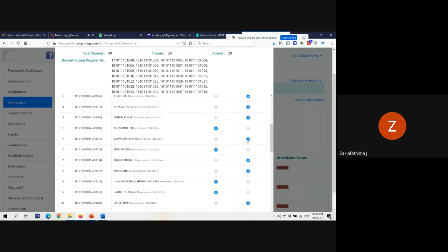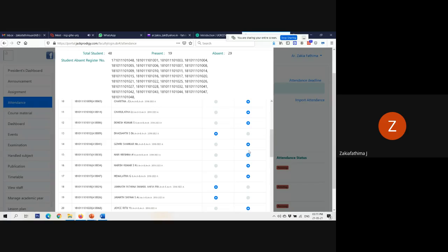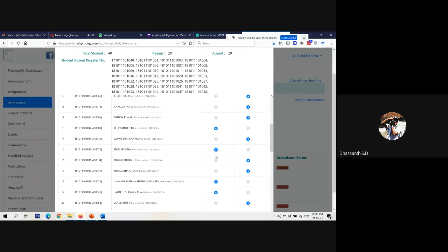Gauri absent. Okay. Hari Krishna absent. Ma'am, can you hear me, ma'am? Hari Krishna is Dashant. Dashant is present. Yeah, ma'am. Okay. Hari Krishna, present or absent? Okay, absent.